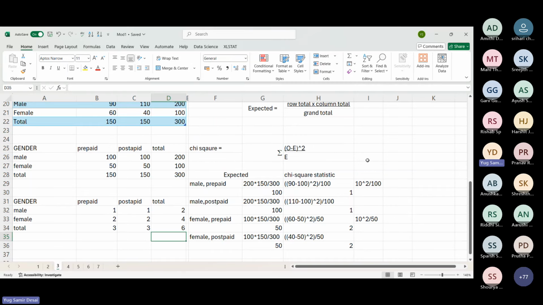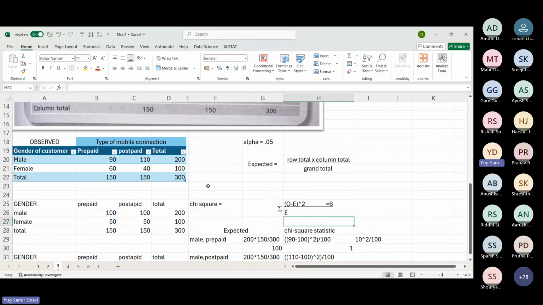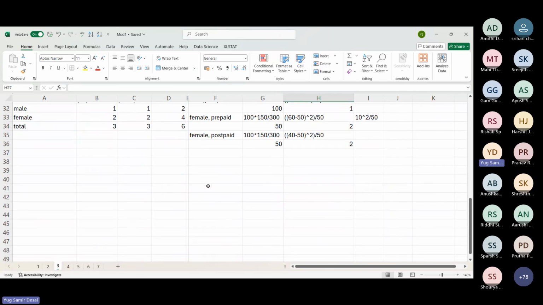So our chi-square test statistic has come out to be 6. And what do we do now? So for this, firstly, we'll calculate the degrees of freedom.